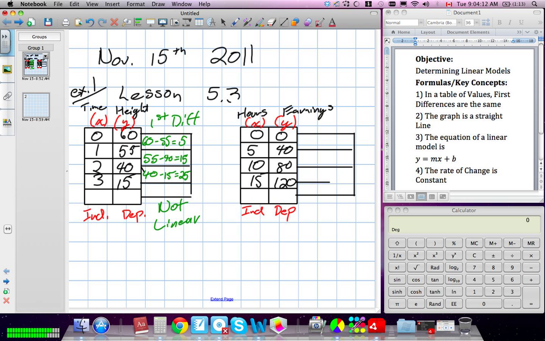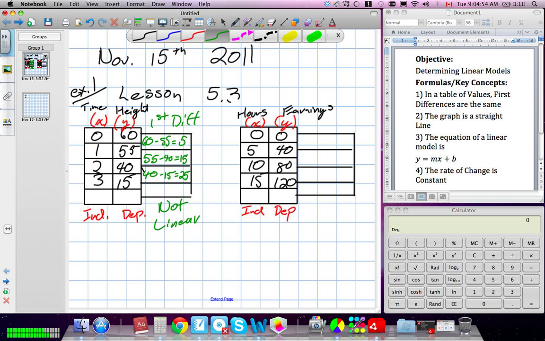Now, I want to make a note. If you guys noticed, in our example 1a, we'll call it, I took the top number of the y and subtracted the next one below. So I went 60, 55. Then I decided to go 55, 40. And then finally 40, 15. That's fine. You can choose to take the top number and subtract the one beneath it. Or, like I'm going to show you in the next one, I'm going to take the one below and subtract the top number. As long as you're consistent with which order you put them in, you'll get a definitive answer.